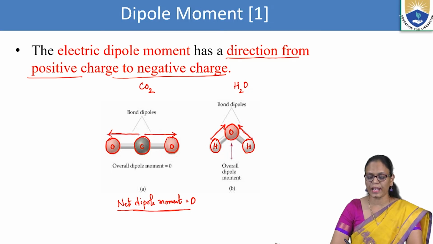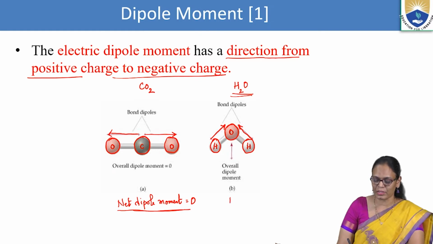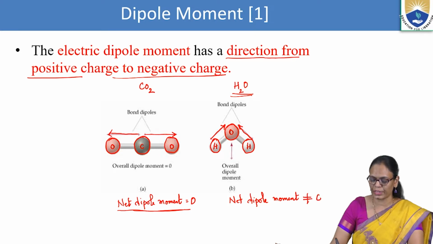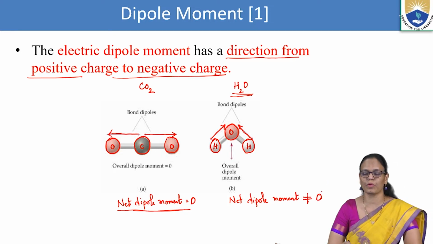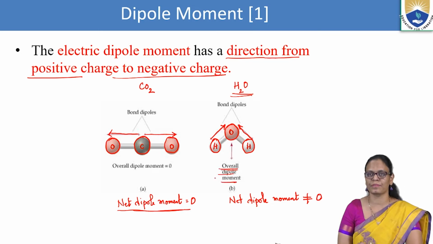Now, in this case, the dipole moments will not cancel. So, if you take this molecule of water, there will be a net dipole moment. So, I say the net dipole moment is not equal to 0. There will be a net dipole moment, meaning there will be some overall dipole moment.